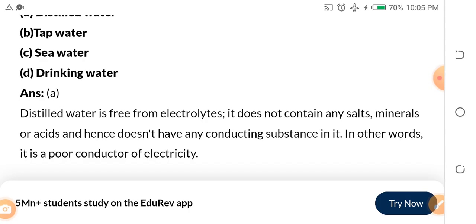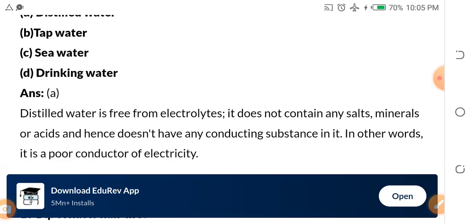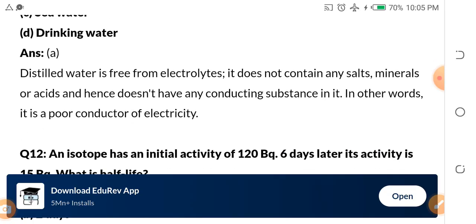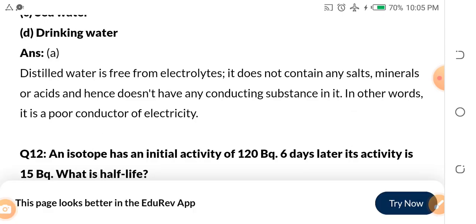Distilled water is free from electrolytes. You know, by the time they are distilling the water, they remove all the electrolytes that should carry the electricity. It does not contain any salt, minerals, and acid, and hence does not have any conducting substance in it. For electricity to move, there has to be a conductor, either a solid or liquid conductor. In other words, it is a poor conductor of electricity. Are you still following?